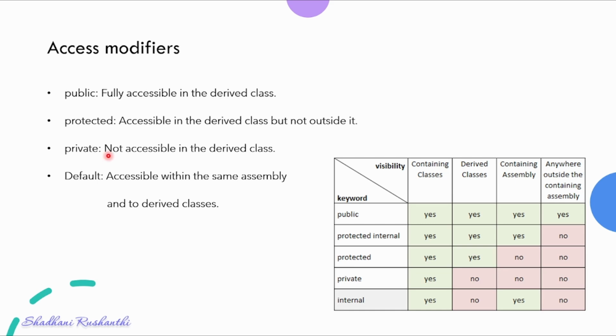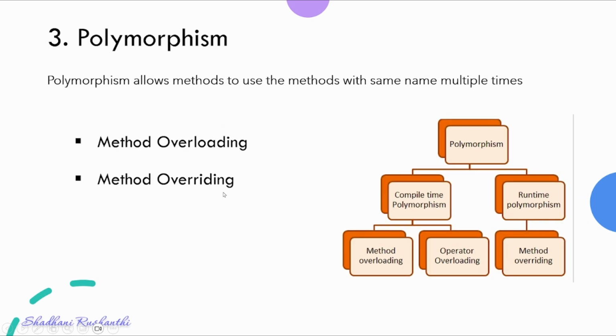If you are defining an access modifier as private, it can only be accessible within the class. The outsiders or the inherited classes cannot access it. When using the access modifier default, they are accessible within the same assembly and the derived classes.